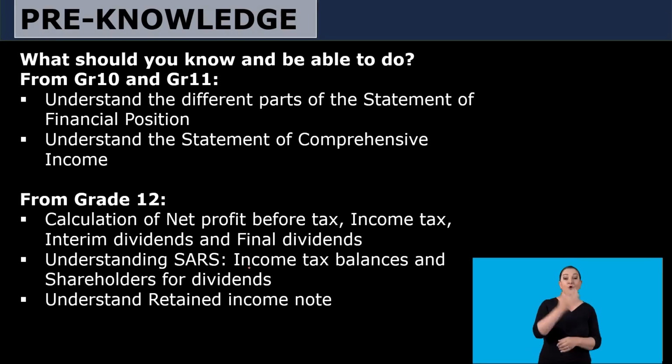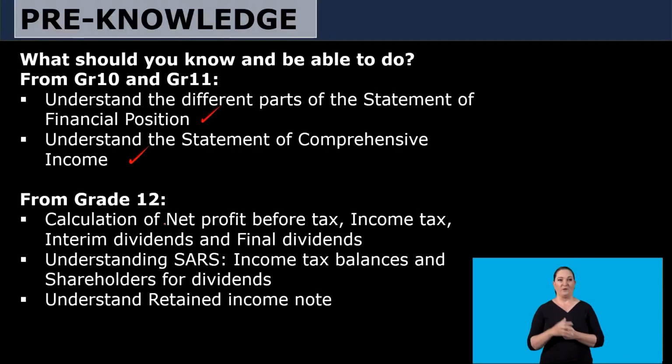On the pre-knowledge, this is what you should know and be able to do from grade 10. To understand the different parts of the statement of financial position, because when we prepare our cash flow statement, we also get information from the statement of financial position and understand the statement of comprehensive income. We'll need the statement of comprehensive income to get certain figures that we use in the preparation of the cash flow statement. In grade 12, we'll calculate the net profit before tax, income tax, interim, as well as final dividends. You also need to have an understanding of your SARS, income tax, balances, and shareholders for dividends. And you also need to understand your retained income note.